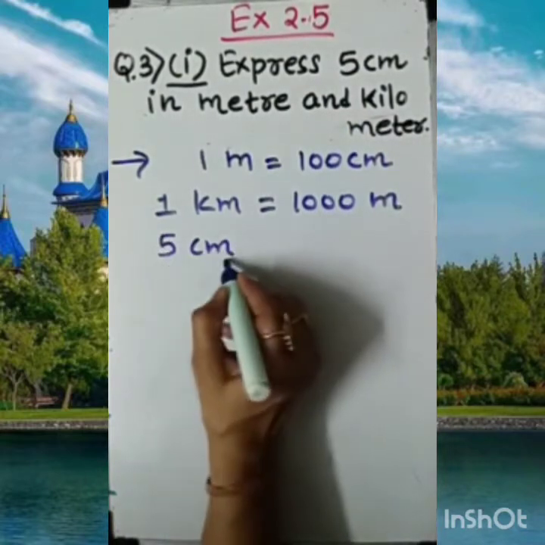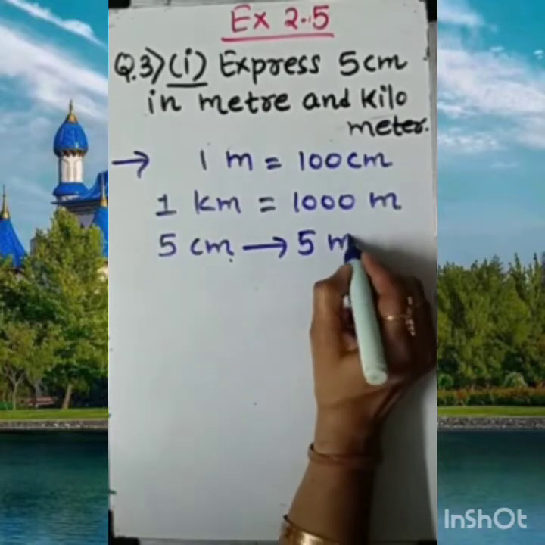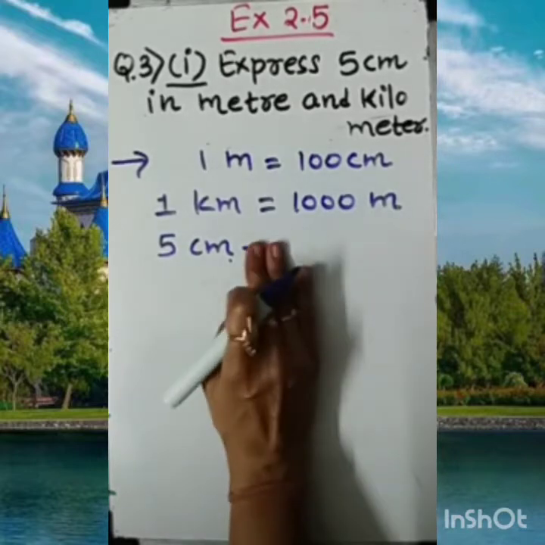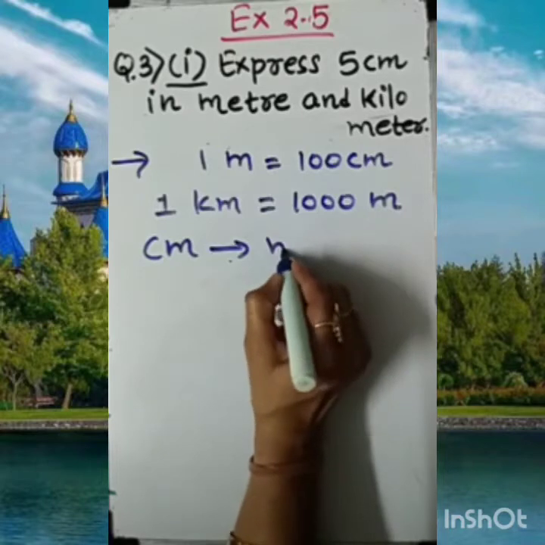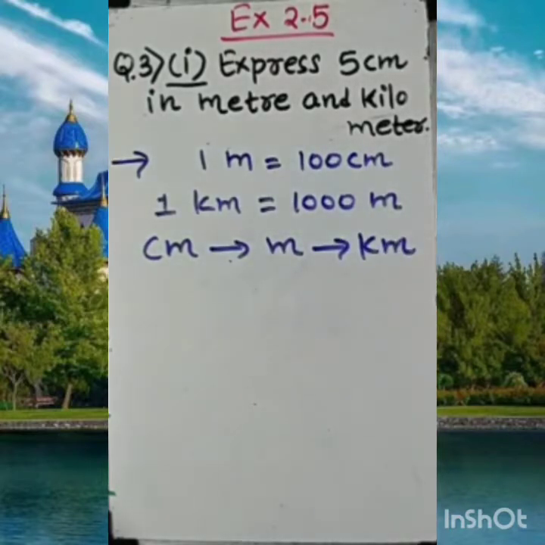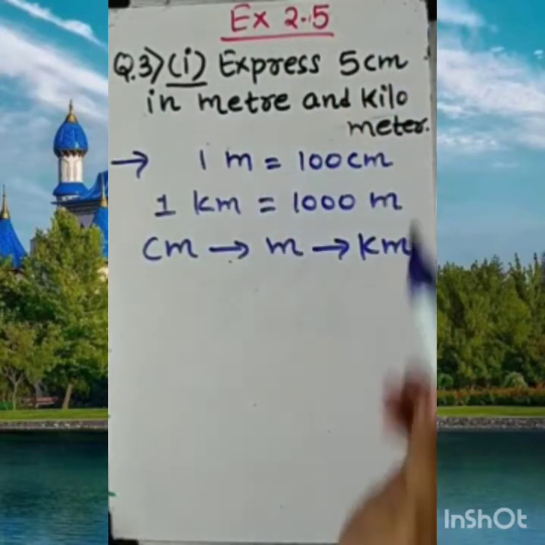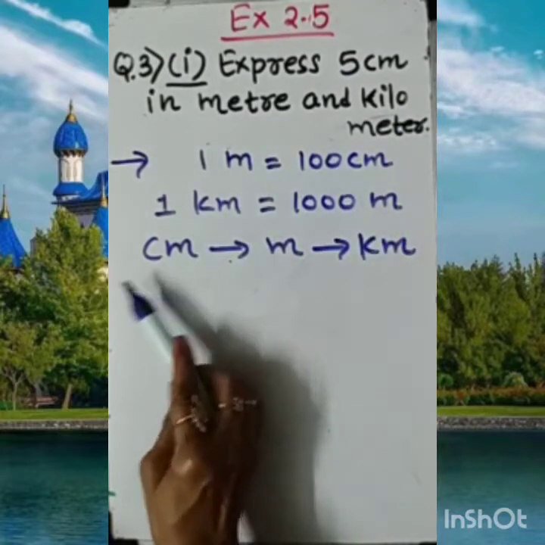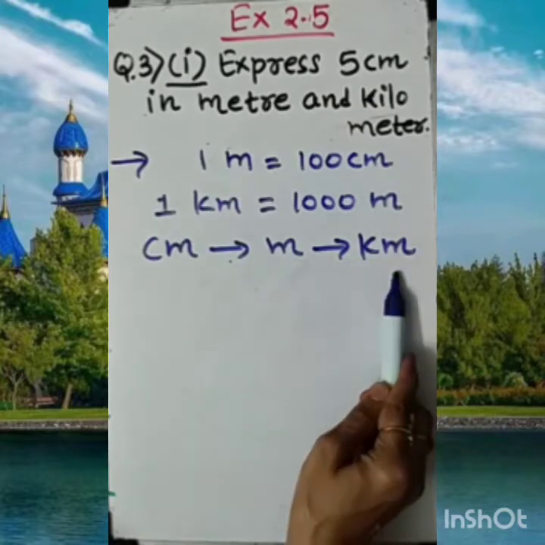We want to convert 5 centimeter into, sorry, into meter. 5 centimeter means we need to convert from centimeter to meter first, and then meter to kilometer. Please remember, actually we are given here 5 centimeter and we want to convert it into kilometer. Means we have to proceed from centimeter to meter and then meter to kilometer.